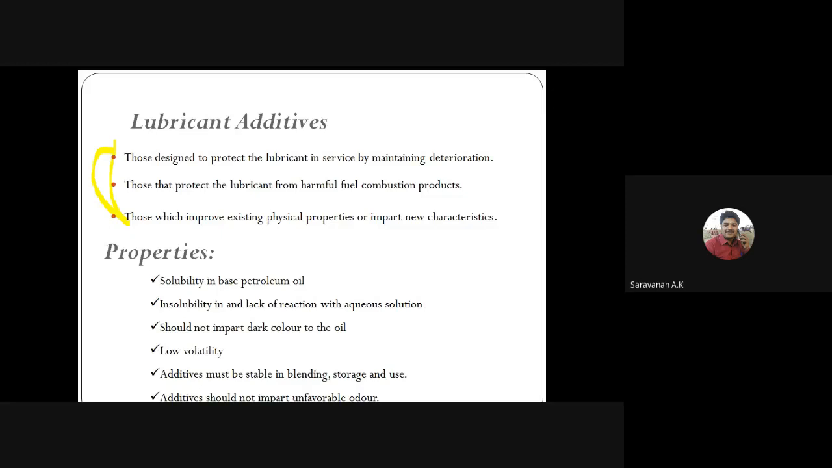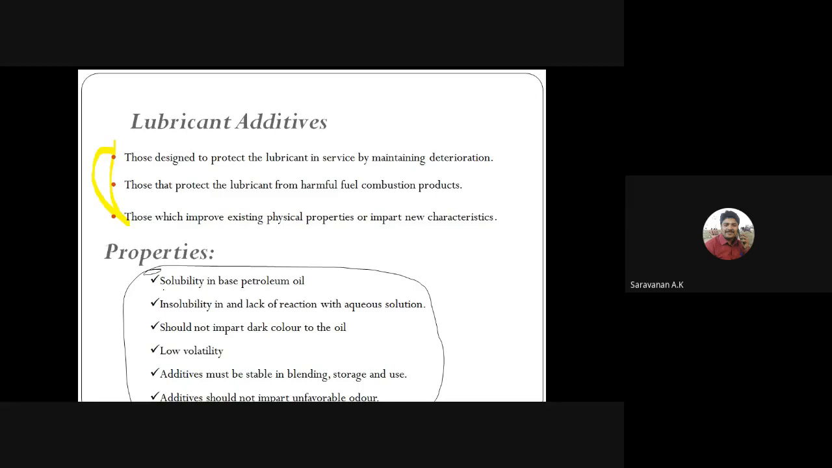So you can see these are the properties of the additives for the lubricating oil. The first one is solubility in the base petroleum oil, which is obtained from the crude oil. Petroleum oil means the crude oil. It should be insoluble, with a lack of reactions occurring in the solutions. Then it should not impact the dark color of the oil.